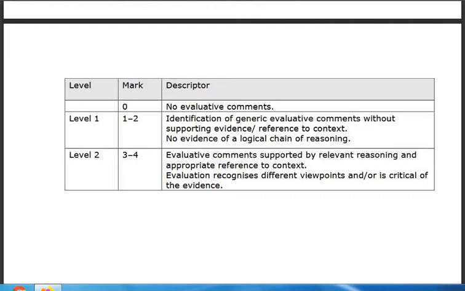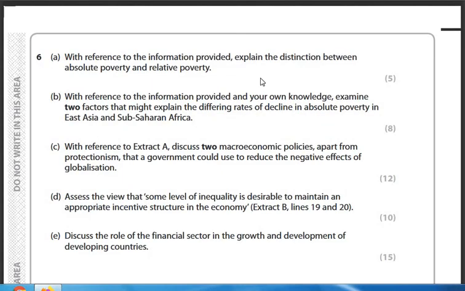That might not always be relevant, but some questions could be a good way of scoring level 2 evaluation. So let's move on. We're into 6D. D is an assess question, and it's worth 10 marks. You should know by now that we're looking here for 6 marks of KAA and 4 marks of evaluation.